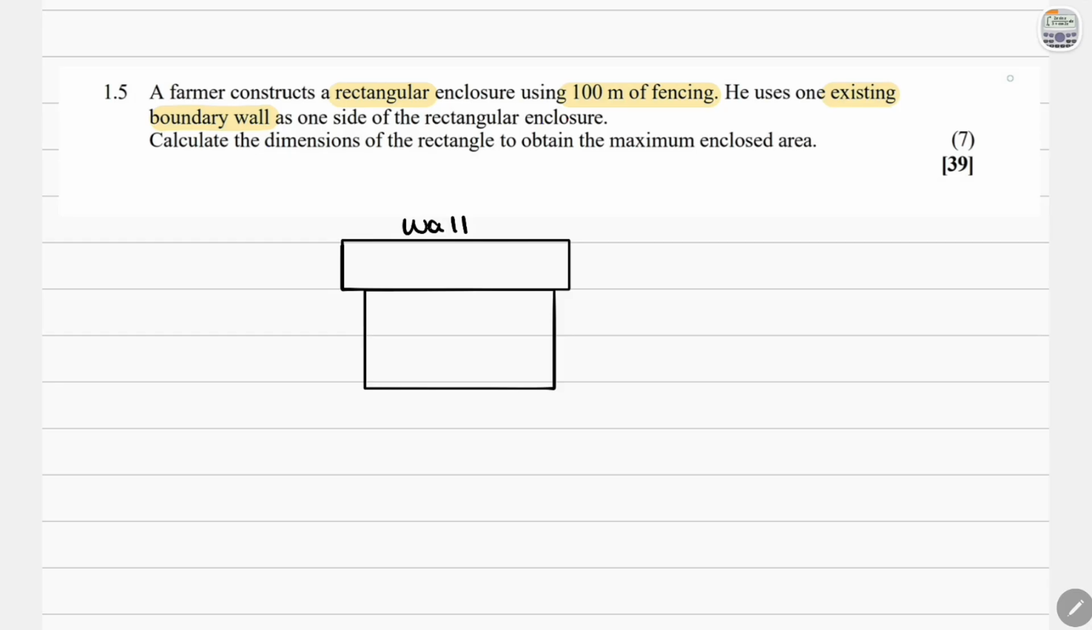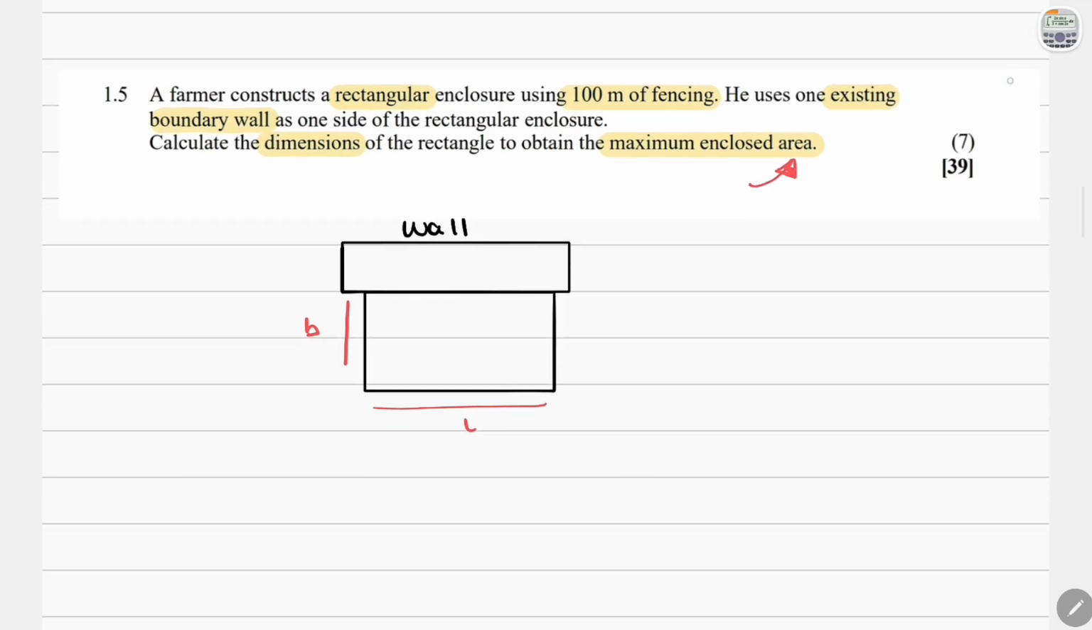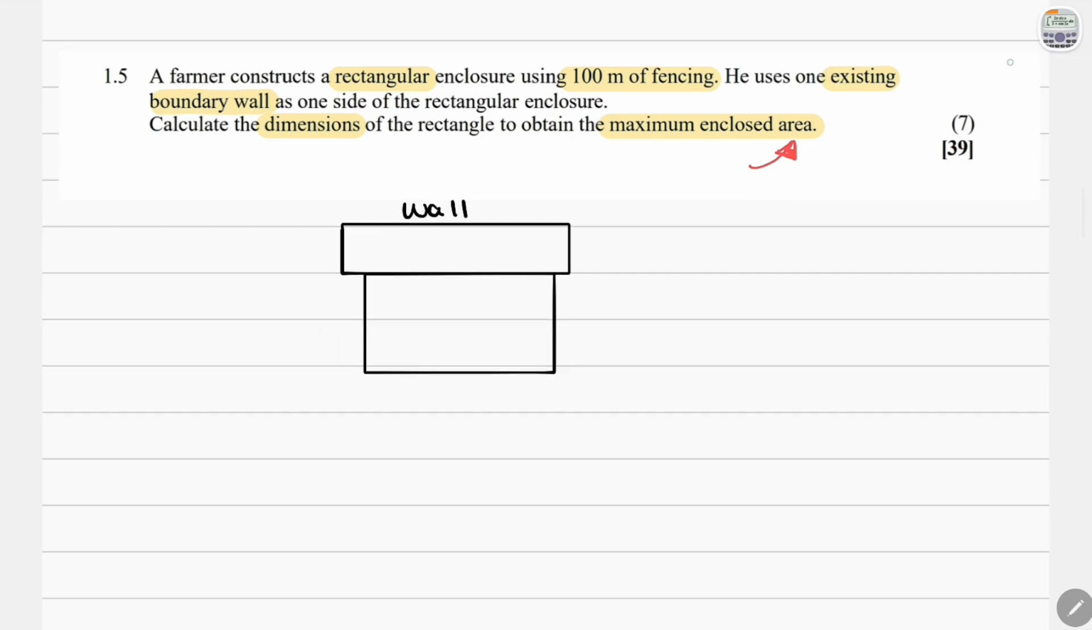Calculate the dimensions. When they ask you for the dimensions, because it's a rectangle, they will be referring to the breadth and the length. That is what they're asking for, B and L, the dimensions. So calculate the dimensions of the rectangle to obtain the maximum enclosed area. Emphasis on area. So we are going to be working with area in this problem. I'm going to call the length and the breadth something else. Let's just call it x and y.